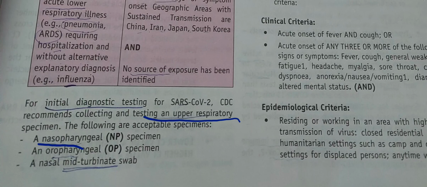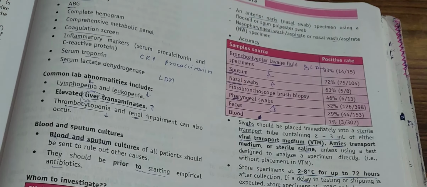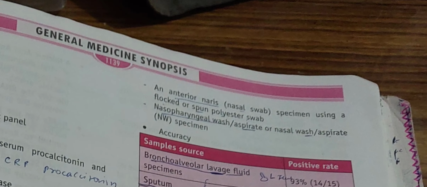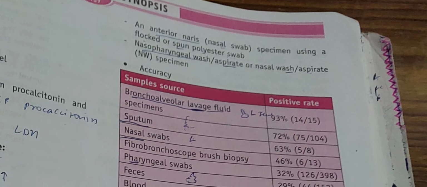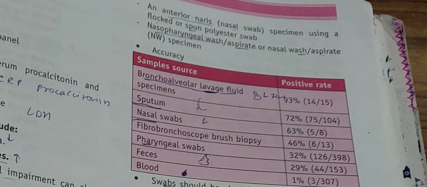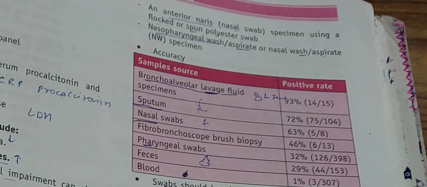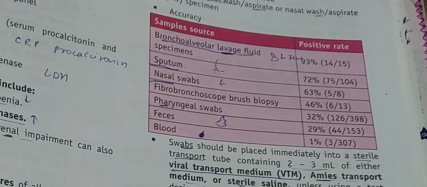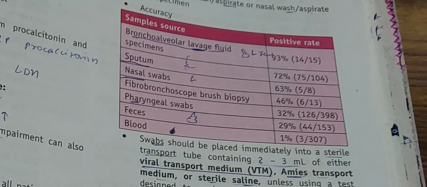The following are the specimens. It can be nasopharyngeal, it can be oropharyngeal, it can be a nasal mid-turbinate swab. So these three swabs have been used, and an anterior nasal specimen using a flocked or spun polyester swab. And nasopharyngeal wash aspirate or nasal wash aspirate specimens can be used. Or talking about the accuracy.